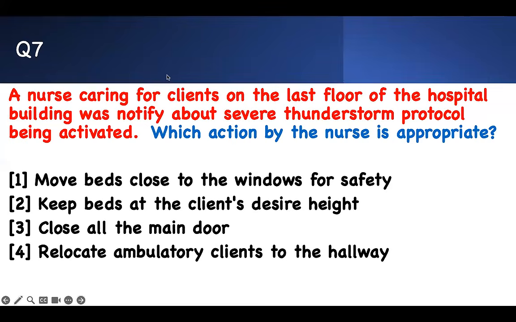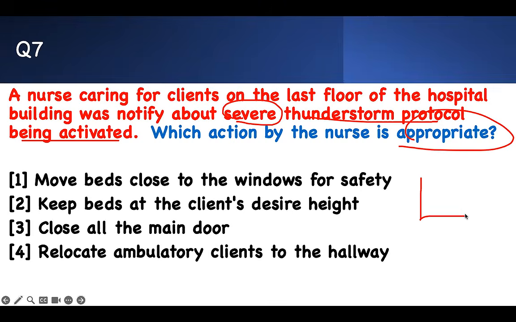Number 7. A nurse caring for a client on the last floor of the hospital building was notified that a severe thunderstorm protocol is being activated. Which action by the nurse is appropriate? Let me rephrase it again. Always rephrase the question the way you understand. There's a thunderstorm coming, hospital policy is being activated. What should you do as a nurse?